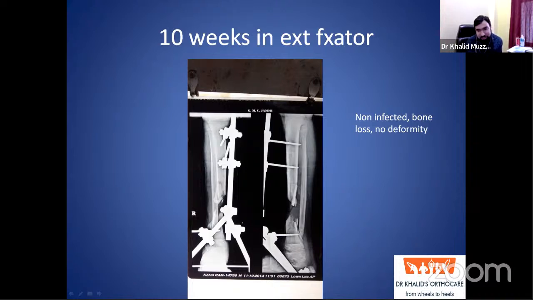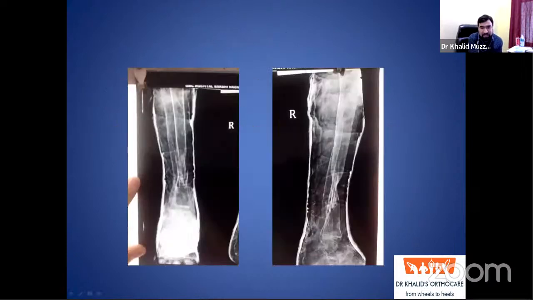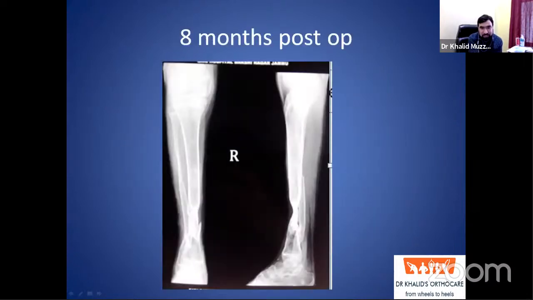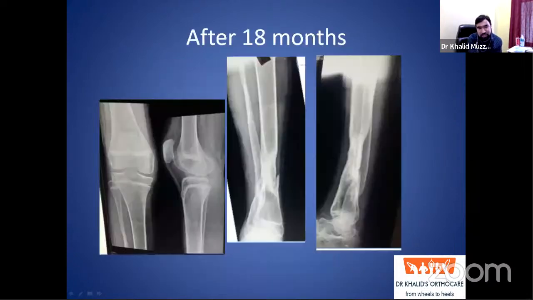What I did here was I saw the fibula was a little bit thick. I put fibula into the defect and covered it in the cancellous bone graft with the same fixator on. The fixator was later removed and put in cast. 8 months post-op, the fibula had incorporated, and after 18 months, this was totally tibialized.